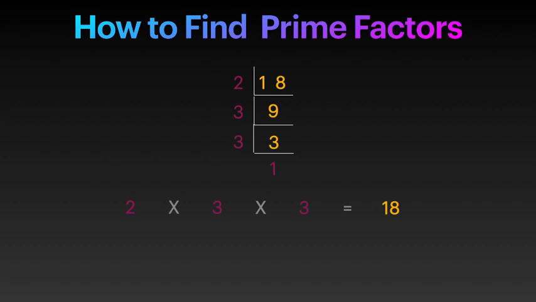Okay, now we have come to the best part. Short division came to 1, which means our short division is completed. Now we are going to analyze the outcome. The product of the prime numbers 2 times 3 times 3 is equal to 18. So our prime factors are 2 times 3 times 3.